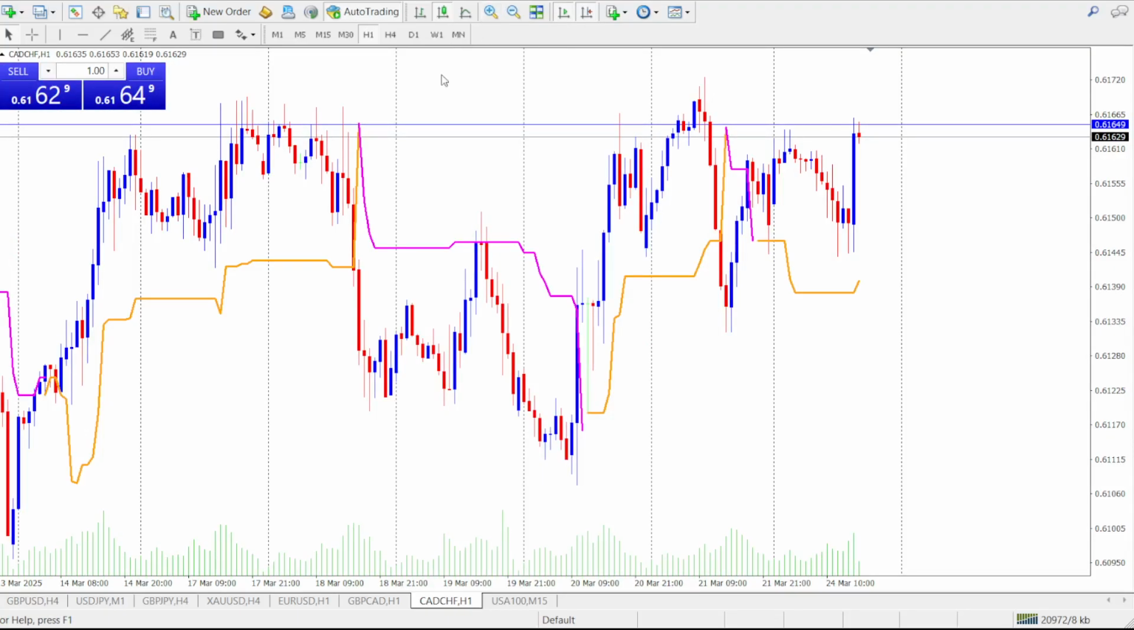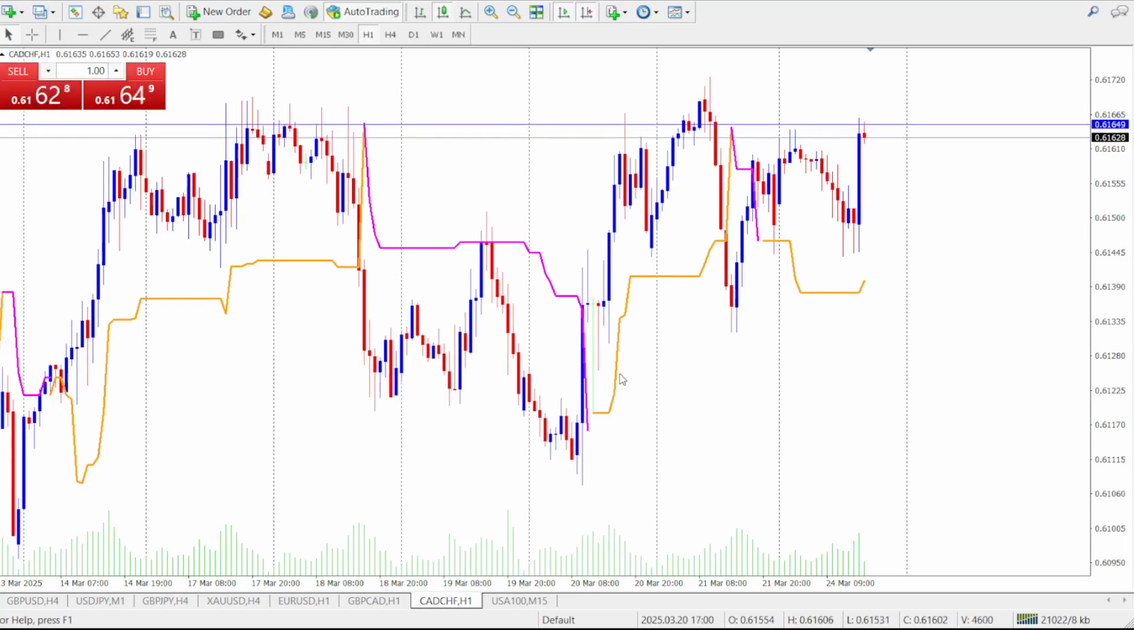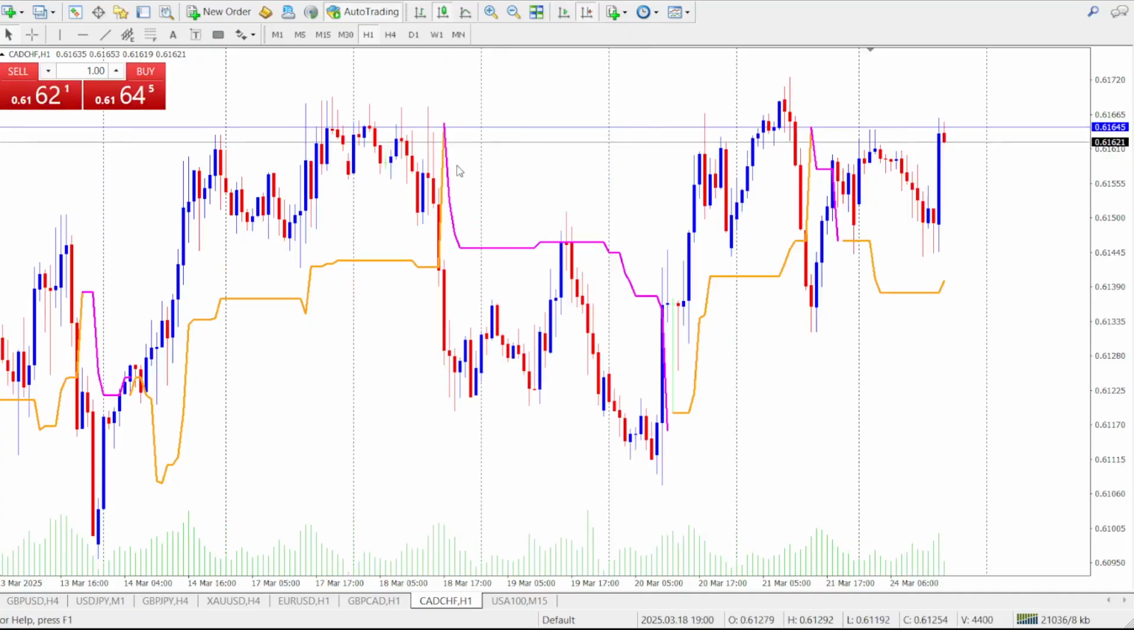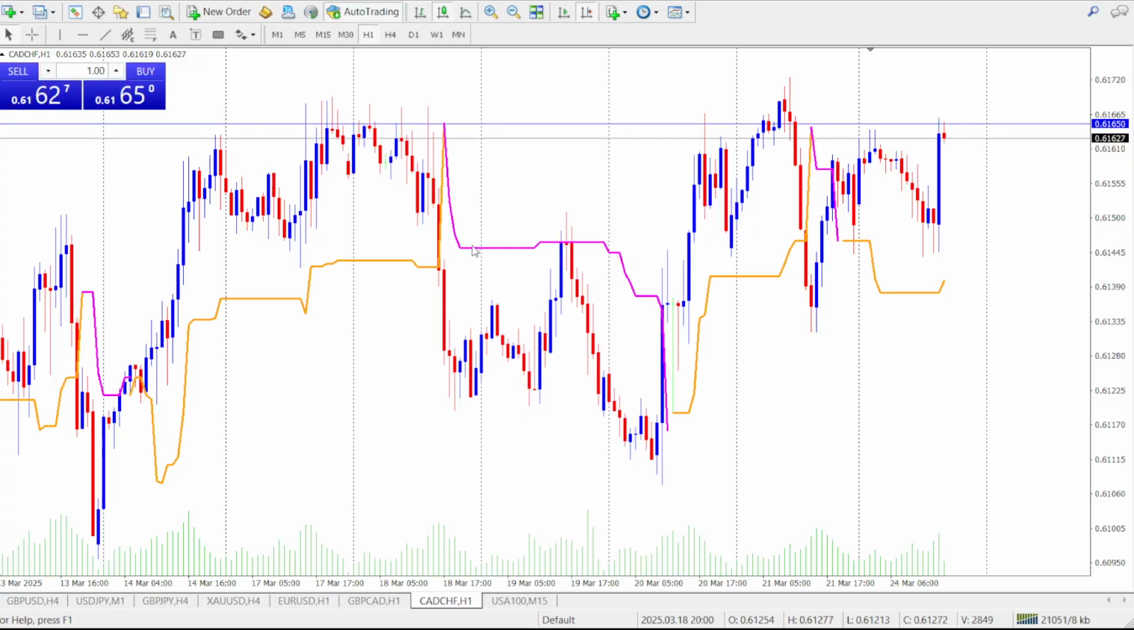So basically when the indicator is below price and of course showing this orange color, it's a buy signal, so you might want to be looking for buy opportunities. It shows that the current trend is bullish. And when the indicator is above price and showing this purple color, it shows that the prevailing momentum is bearish, so you might want to look for sell opportunities. It's that simple, right? The Chandelier Exit Indicator helps you stay in a trade for as long as possible and exit at the right time.